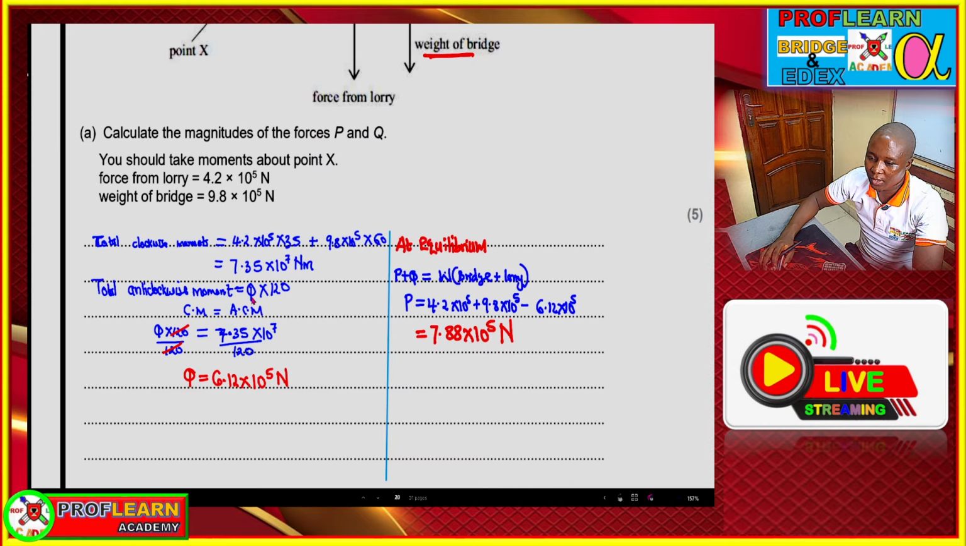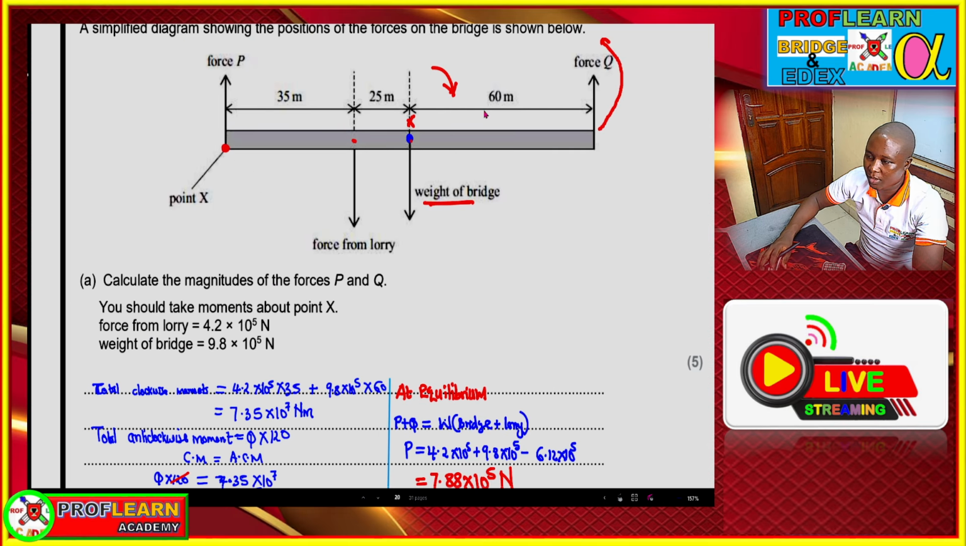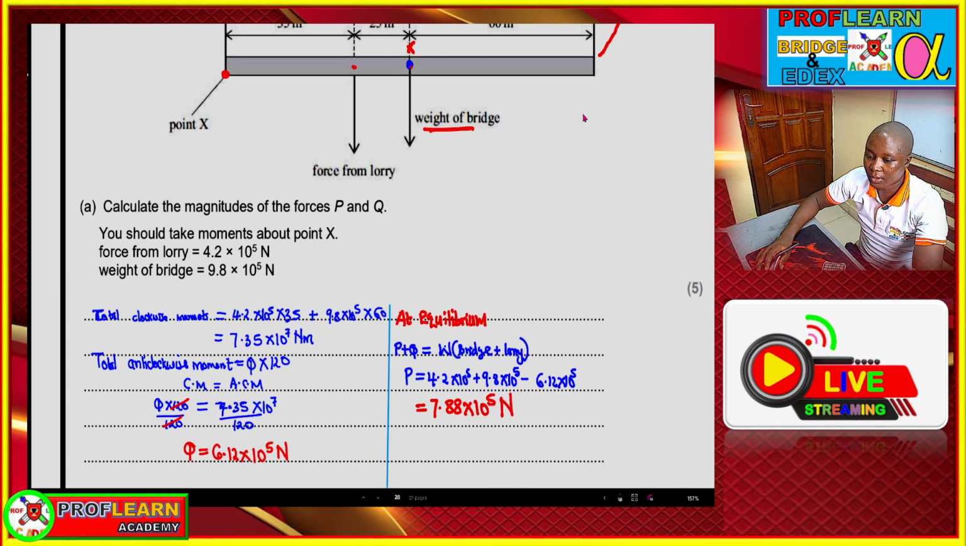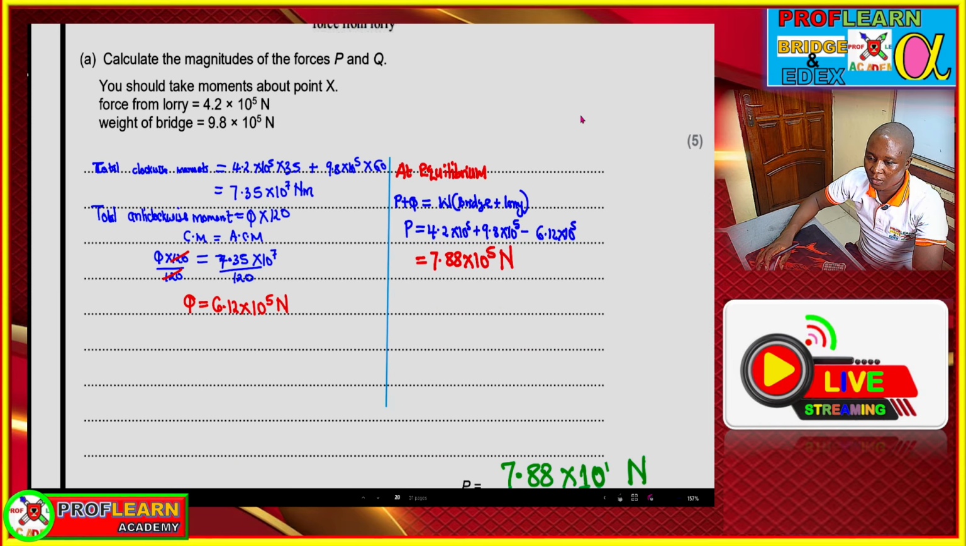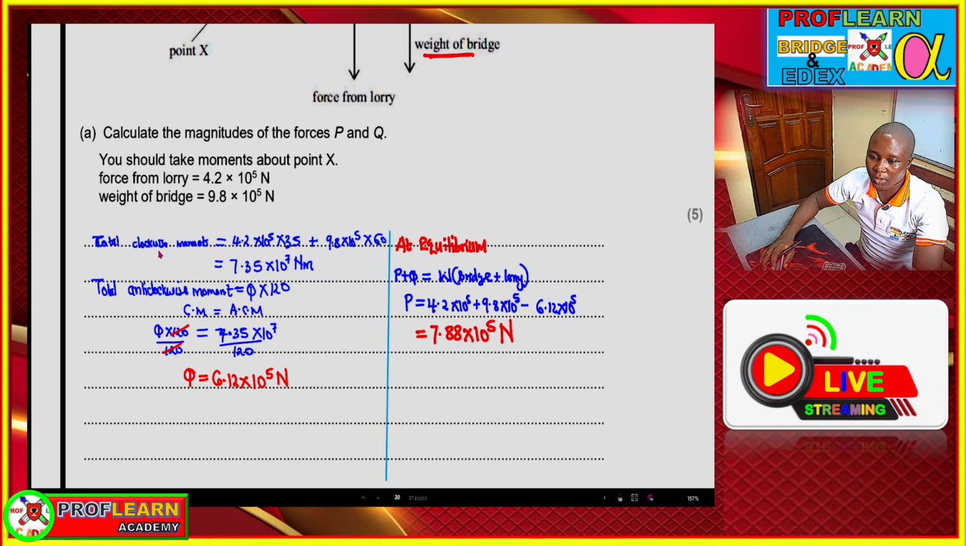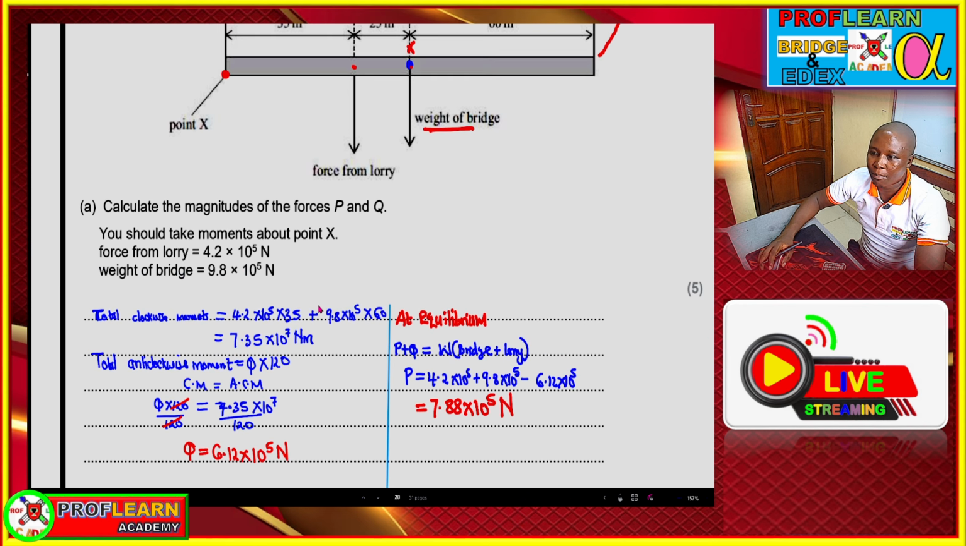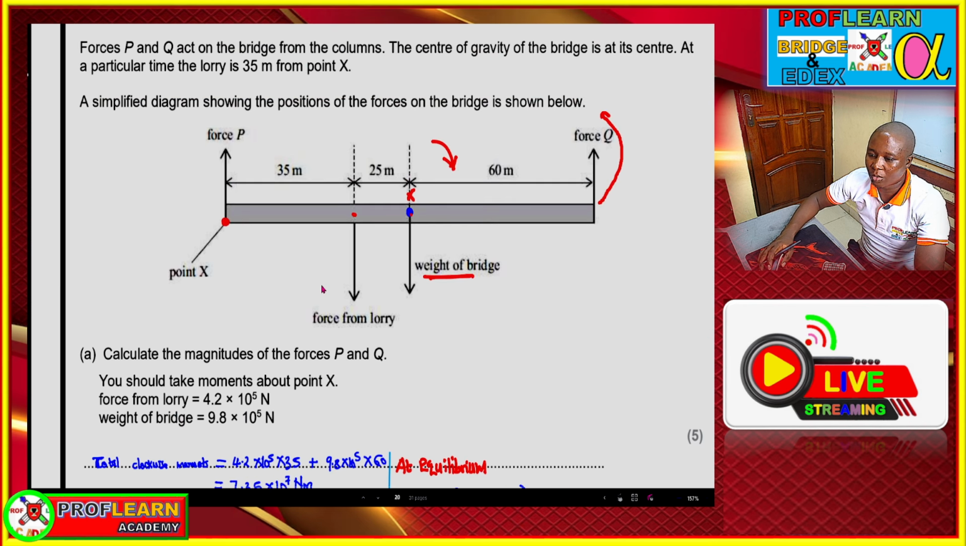So the force we assume is Q times 120, because from here to here is 120. And to work it out for Q, we are now going to use the principle of moments. Clockwise moment is equal to anti-clockwise moment. If you work it out, you are going to get your value to be 6.12 times 10 raised to the power 5. But at equilibrium, the sum of downward forces should be equal to the sum of upward forces.